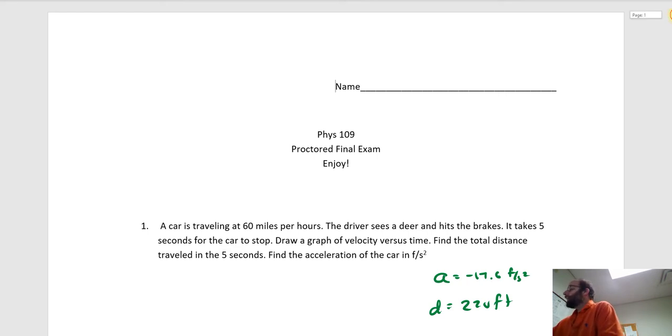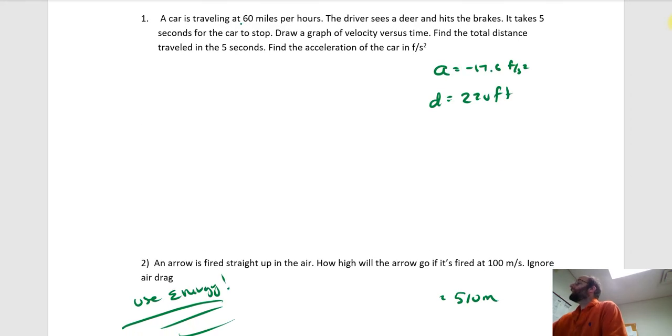So in number one here, what you want to do is start by taking the 60 mile per hour and converting it to feet per second. Okay. Then draw your velocity graph, and then remember how these things, acceleration and distance, relate to it. This one right here, you're going to get by area. This one is slope. So that should get you through that problem.